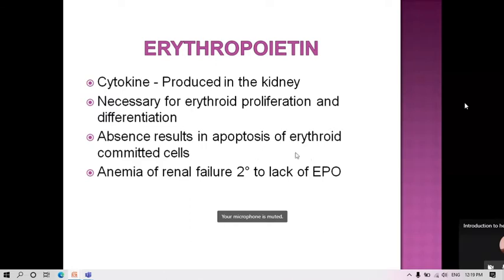So if the patient is having renal failure, there can be a secondary lack of erythropoietin, which can be a secondary cause of anemia in such patients. So here, these pluripotent stem cells are forming blast forming units, that is erythroids, and here this erythropoietin will act on BFU, lead to formation of colony forming units, will further stimulate them and increase the red cell production.